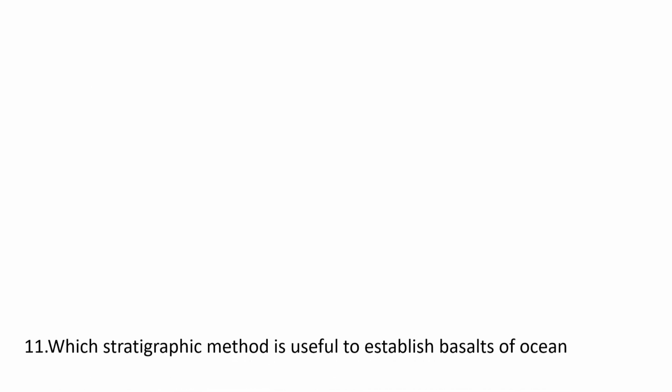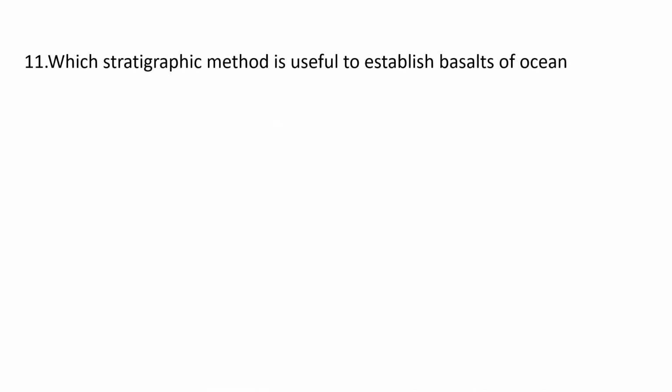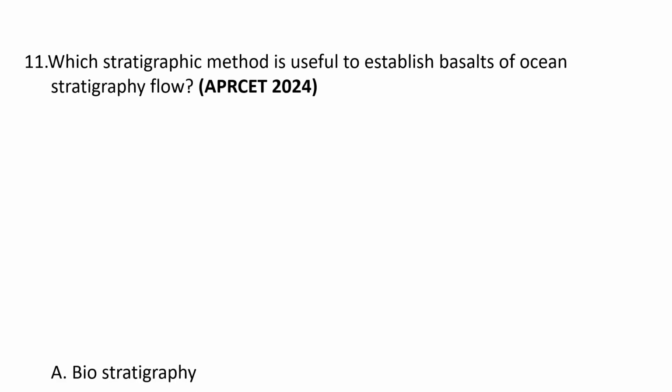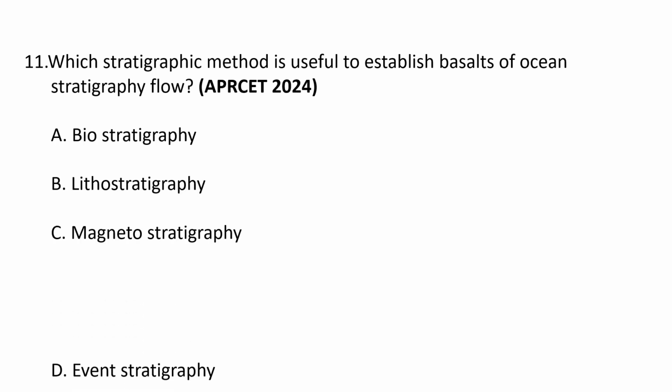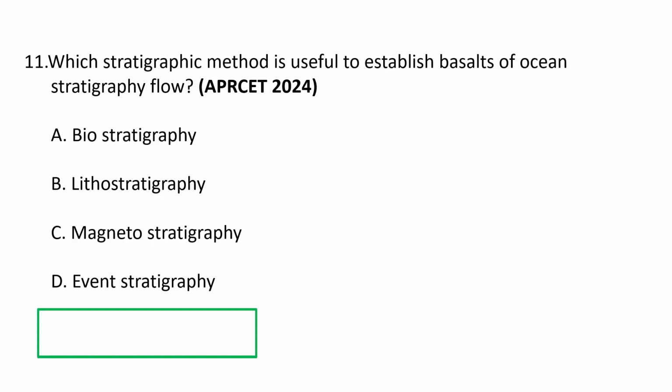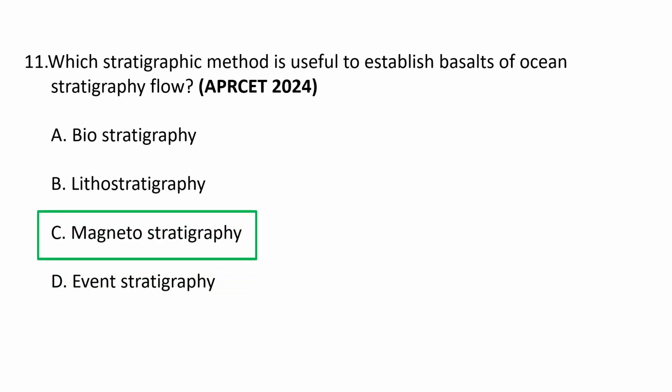Next question. Which stratigraphic method is useful to establish basalts of ocean stratigraphy flow? The options are A. Biostratigraphy, B. Lithostratigraphy, C. Magnetostratigraphy, and D. Event stratigraphy. The correct option goes as C.